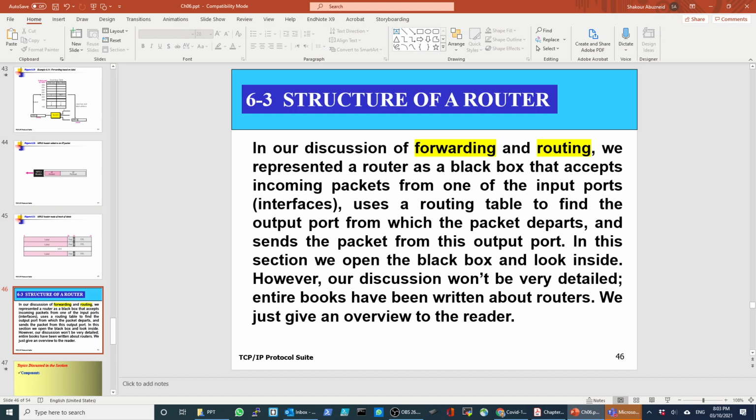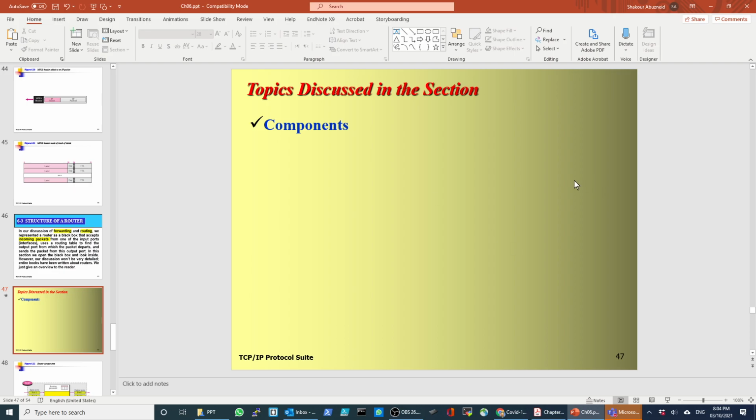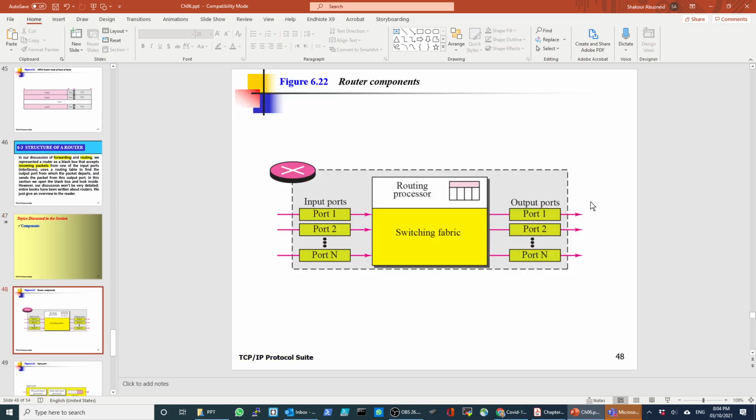It will accept incoming packets from one of the input ports, the interfaces, and route them out. So there are incoming packets, and it will forward them. So a router is store and forward, right? It comes from one direction and goes out another. So what are the components? Let's discuss the components. Let's take the router out from inside. This is the router. You will have input ports, port 1, port 2, port N, and there are output ports, port 1, port 2, port N. Inside it will have the routing processor.